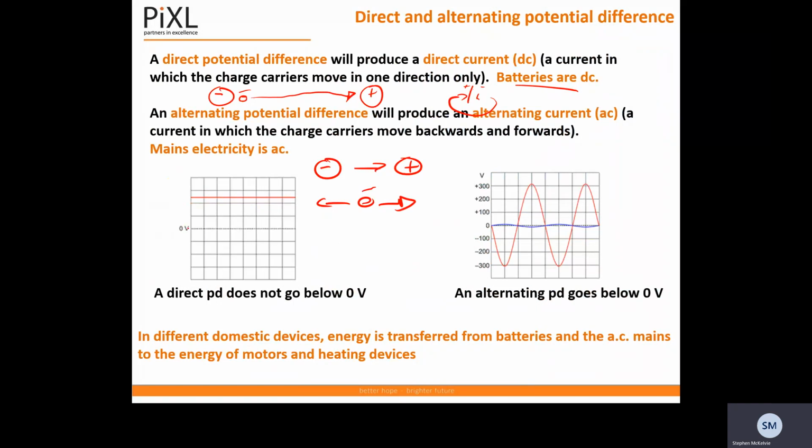So this is a direct voltage. We'll say it's 2.5 volts of direct voltage. My electrons are simply being pushed. There is no change in voltage. It is a direct current.